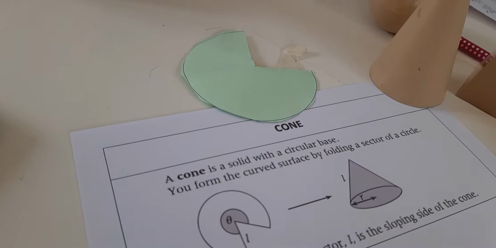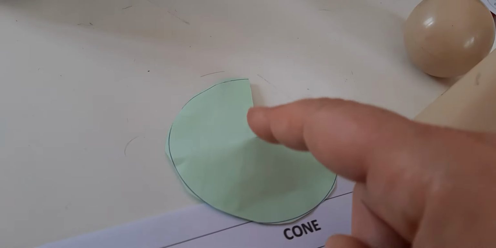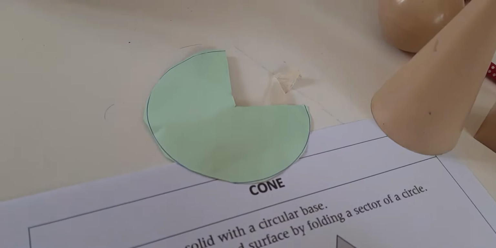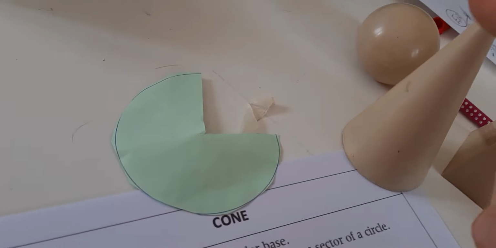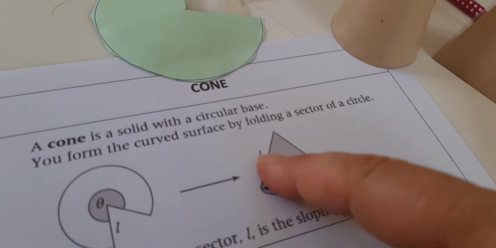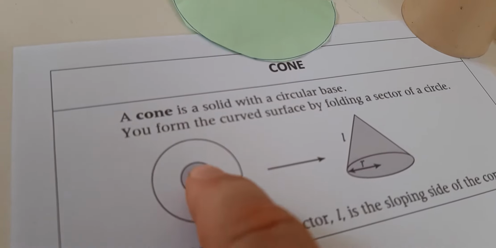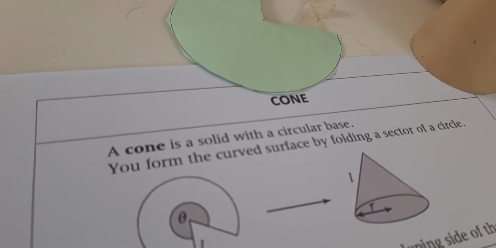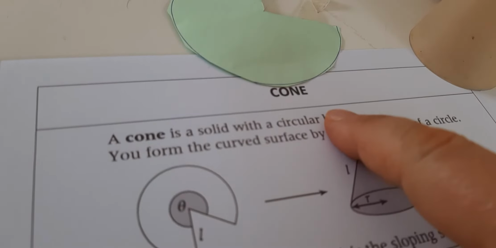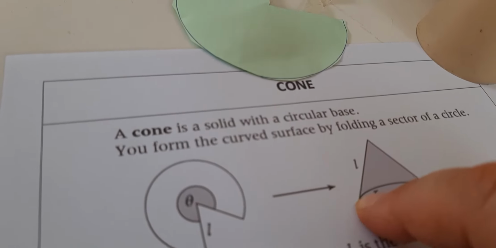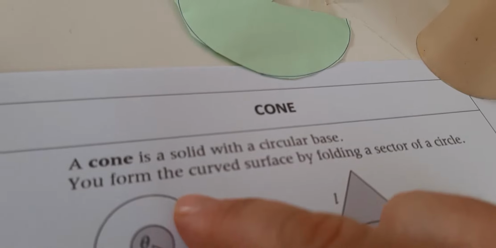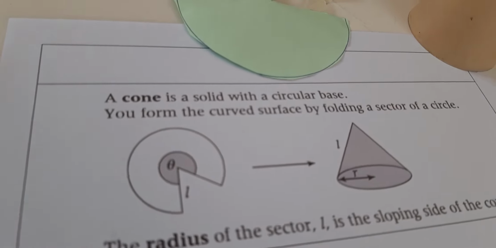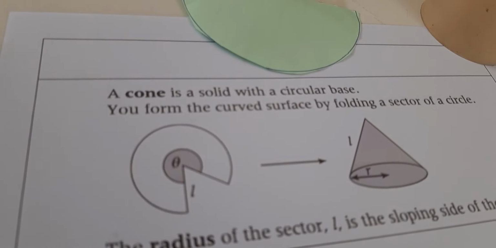So you will notice that the sector here has this radius, which in fact came from, if I put that back together, the slant height. So the radius of this is actually the slant height. You can try that yourself at home, and you will notice that this L here is the radius of the sector.